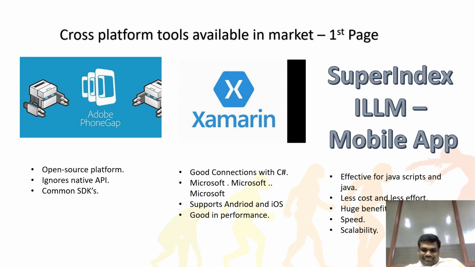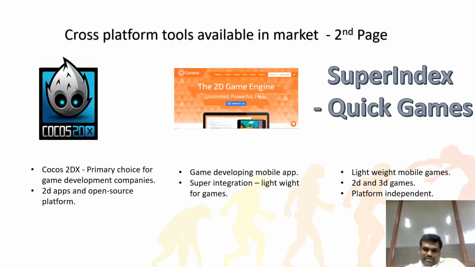Okay, coming to the next one. The next tool is called Cocos2d-x. That's a primary choice for game development companies. When they develop mobile games, this is a very important one, especially for 2D related applications, and it's an open source platform. Mostly everything is open source, I don't need to specify. Okay, coming to the next one, it's called Corona.